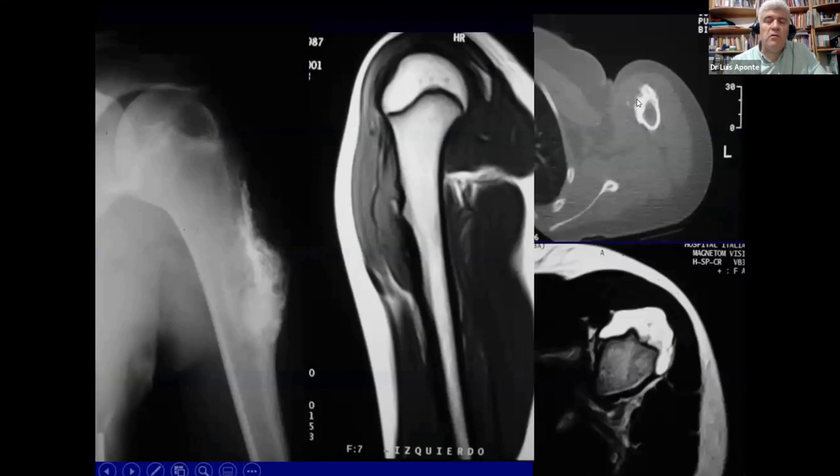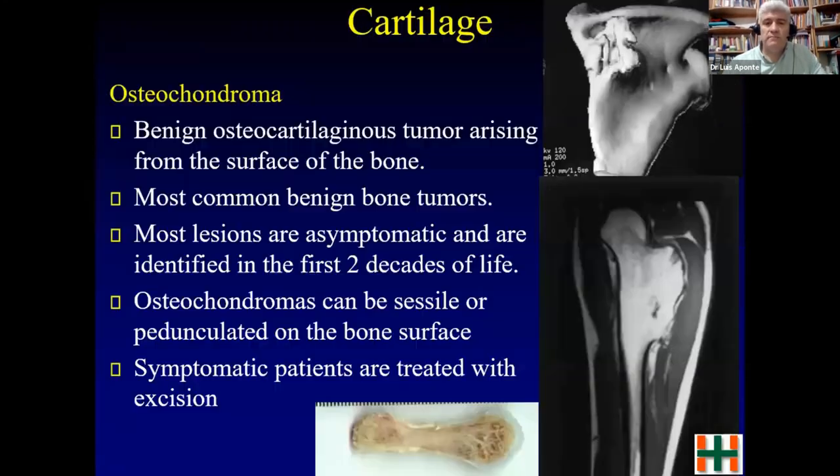Here it's very difficult to separate this lesion from the parosteal osteosarcoma, but in this case, you have cartilage over the bone, like a cap, like a hat, which is very typical of the proximal humerus. So you have to be aware of the periosteal chondroma.